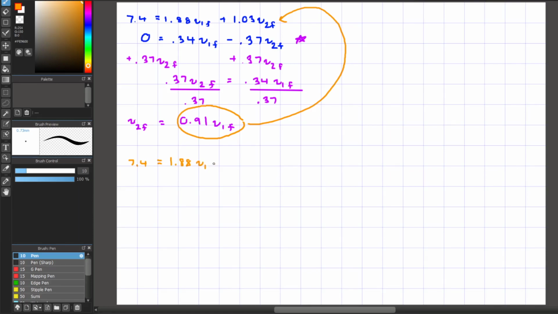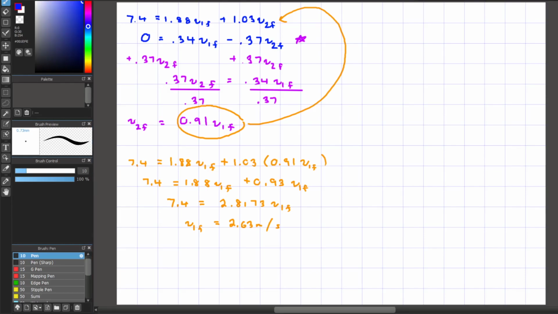All right, so plugging it back in, we have 7.4 equals 1.88 V1F plus 1.03 times 0.91 V1F. The rest just becomes algebra. So from here, we have V1F as a single variable, and then we can solve V1F to be 2.63 meters per second. Once you solve for the final velocity of the first object, we can take that value and plug it into the earlier equation for V2F, and we can find out that the final velocity of the second object is 2.39 meters per second.